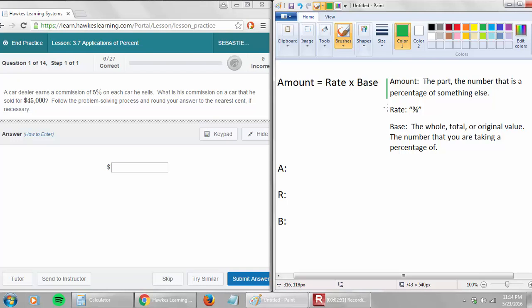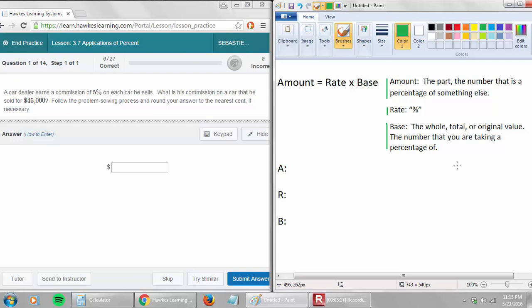The rate is the easiest one to find. It's the thing that has a percent sign next to it. And the base is the whole, the total, or the original value. It's the thing that you're taking a percentage of. If you can identify those three numbers, you've done most of the hard work of the word problem. You've done the part that most people have difficulty with at any rate. So amount, rate, and base. Take a minute to digest what those things mean.